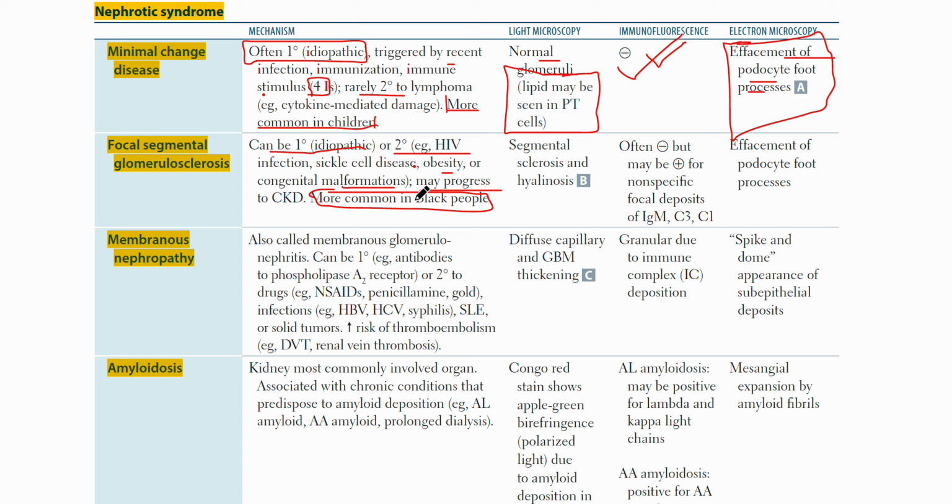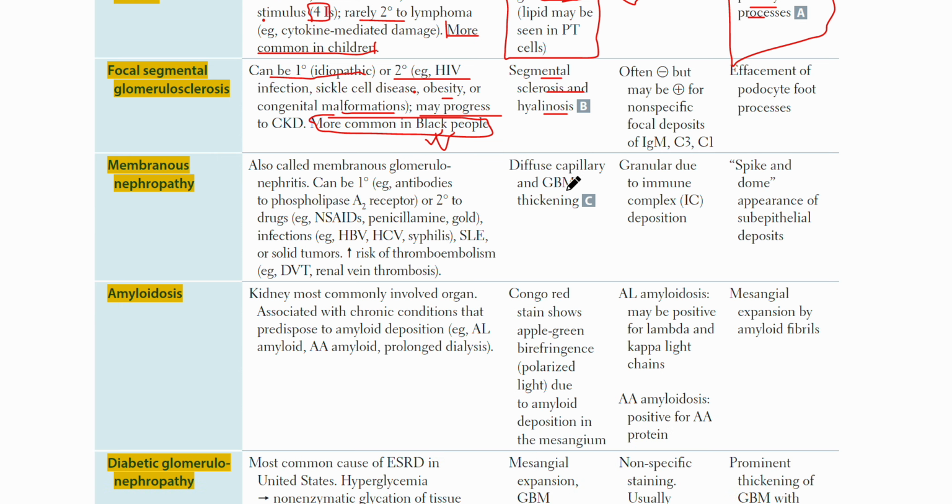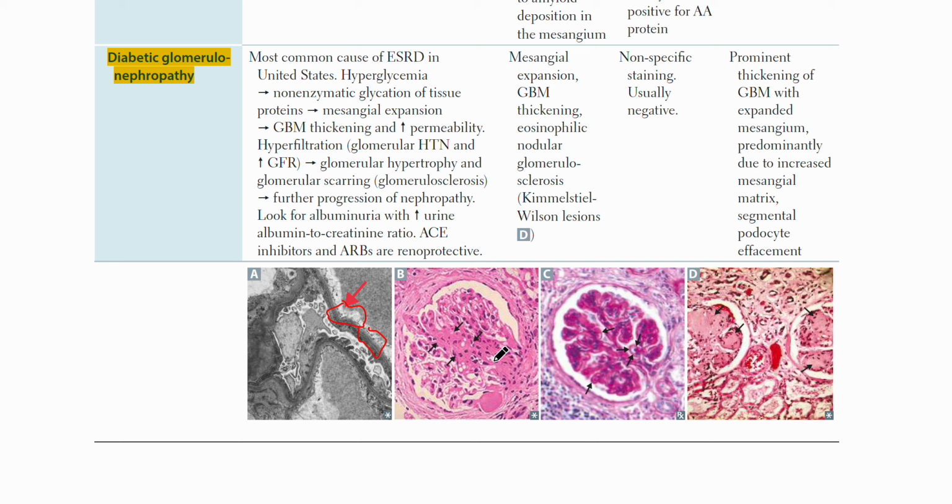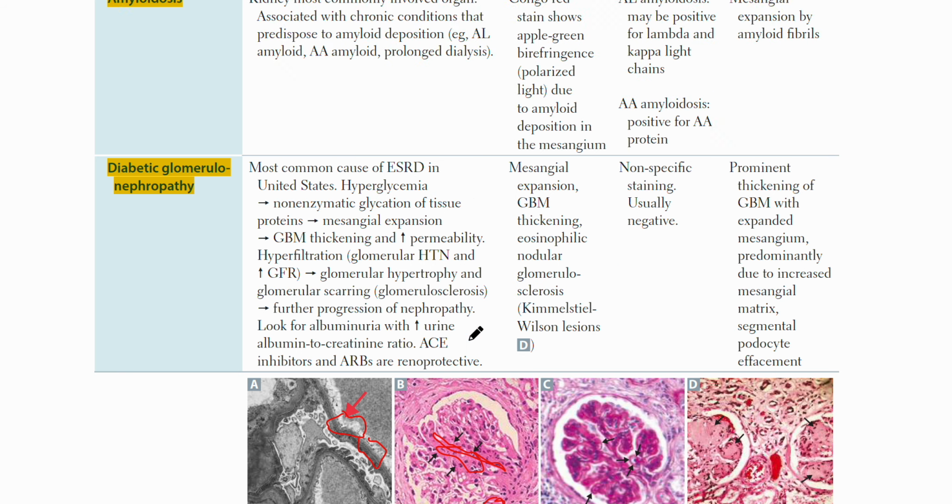So not black by black, but race, like Negroes and Negroids. This is very common. Okay. And in light microscopy, there is segmental sclerosis and then hyalinosis. You can see segmental sclerosis. This is the sign of hyalinosis here. This is segmental sclerosis actually, and this is hyalinosis. You can see, right?